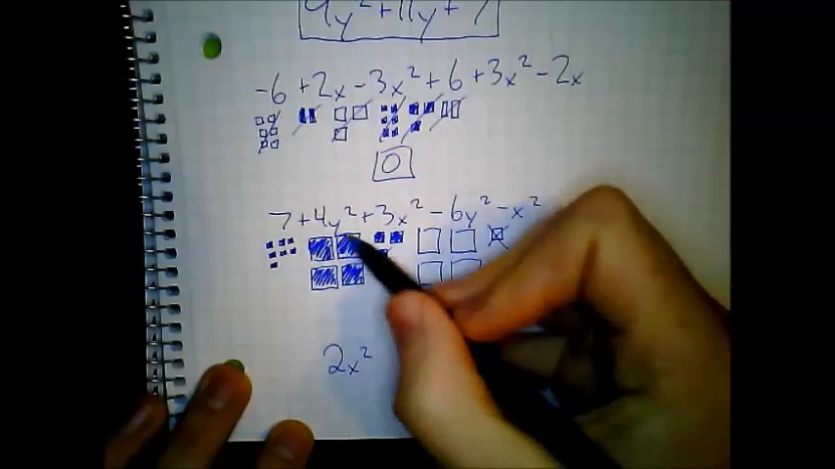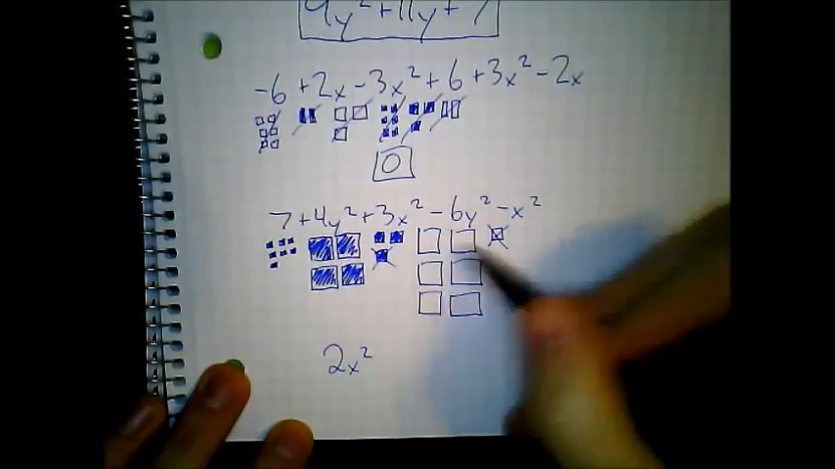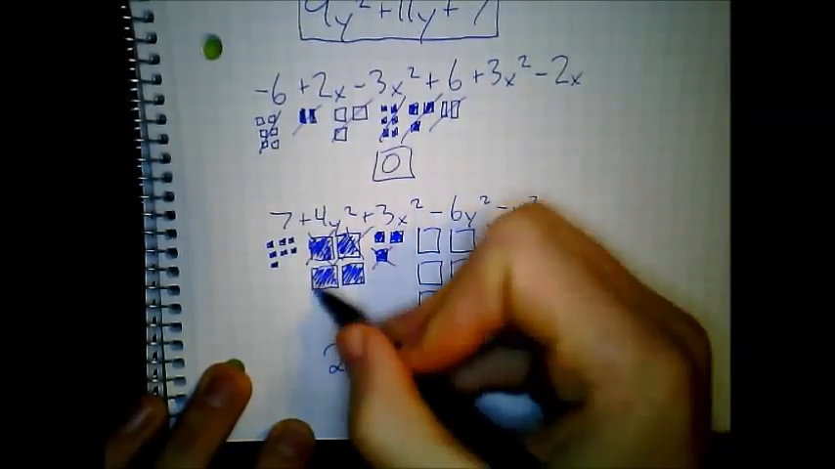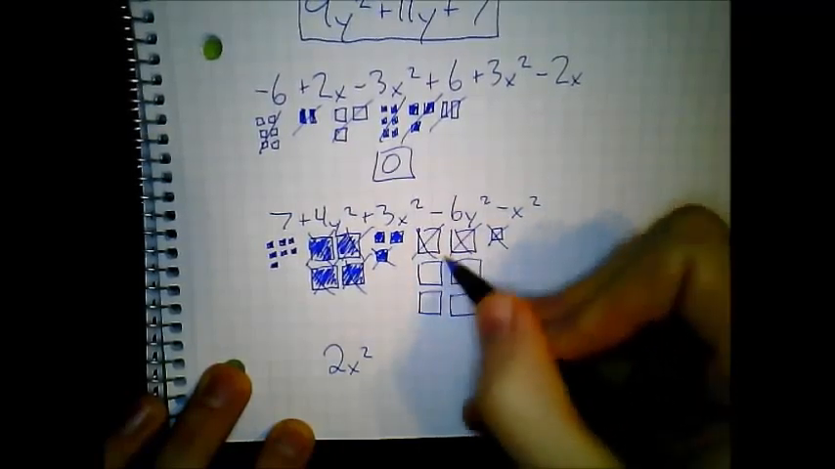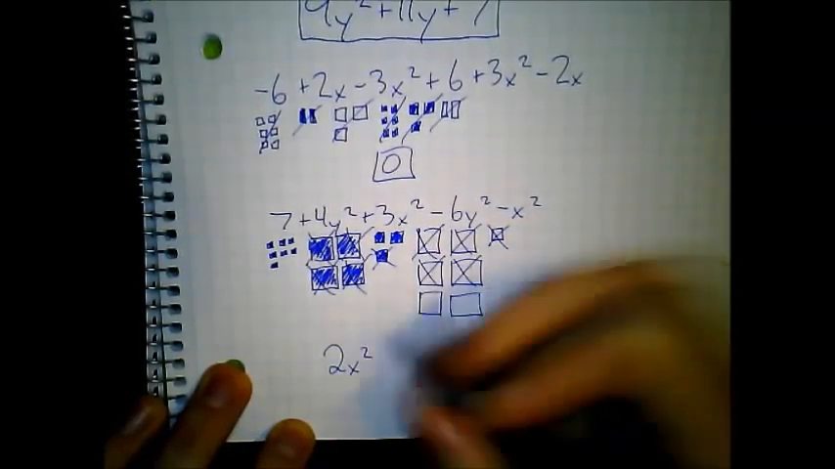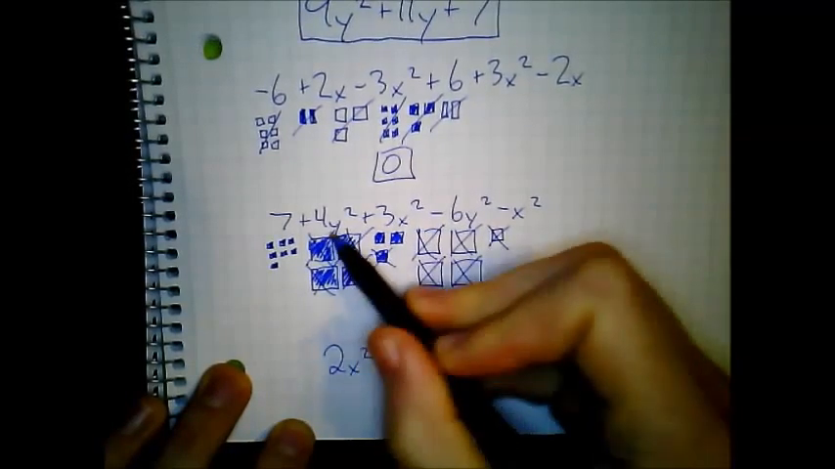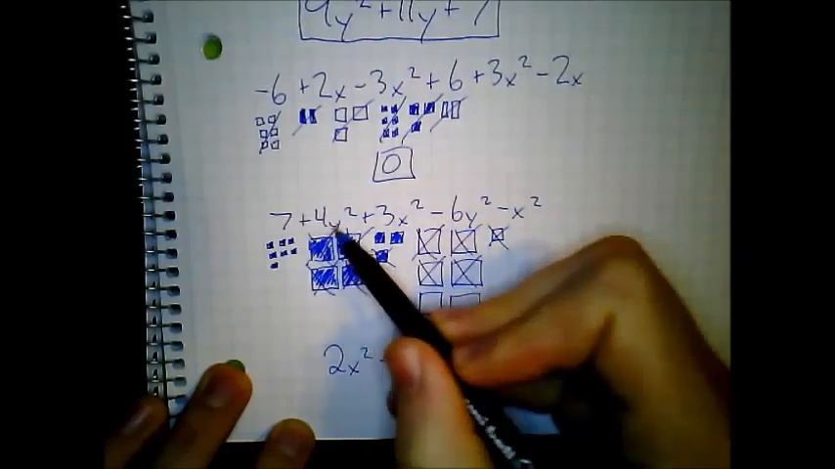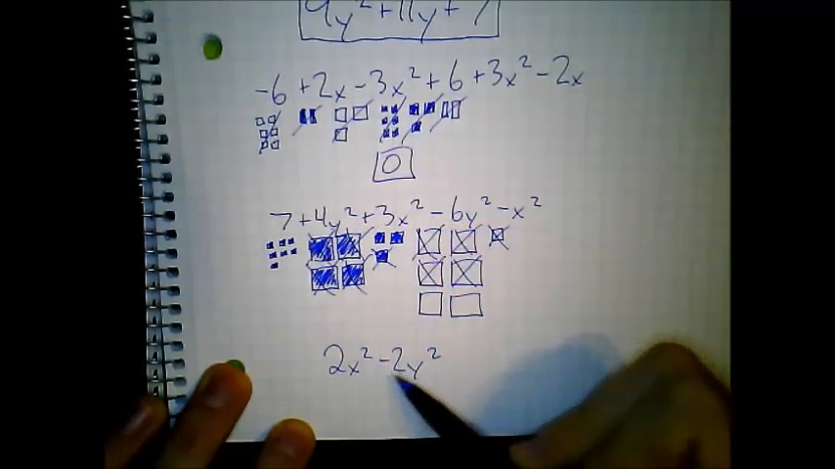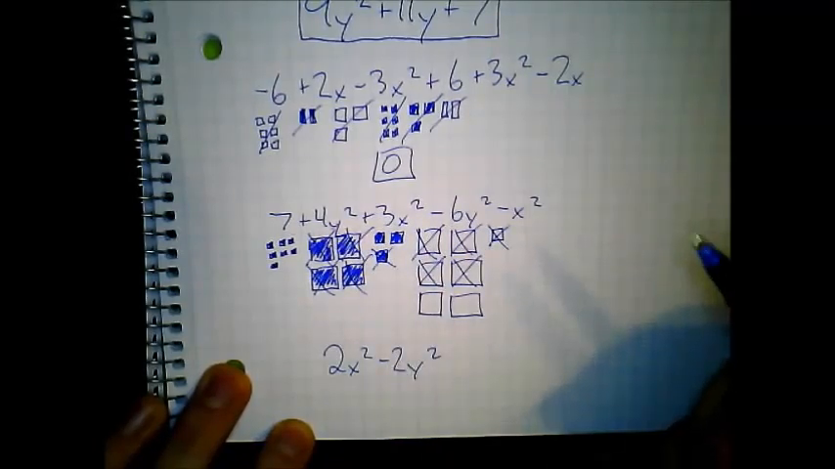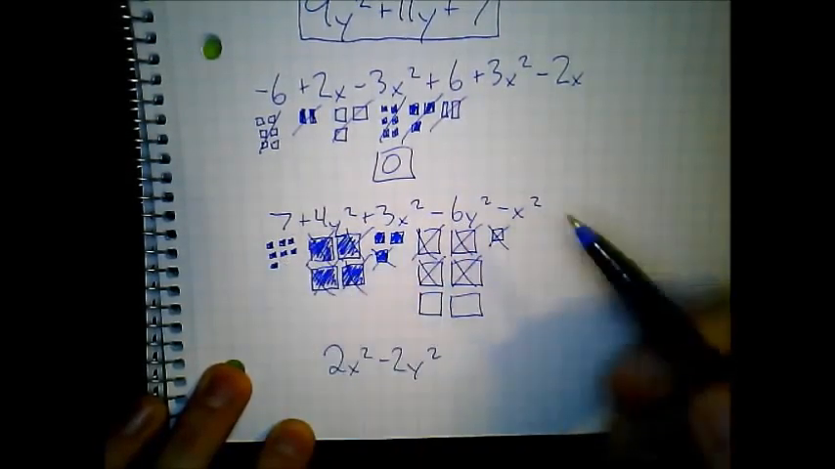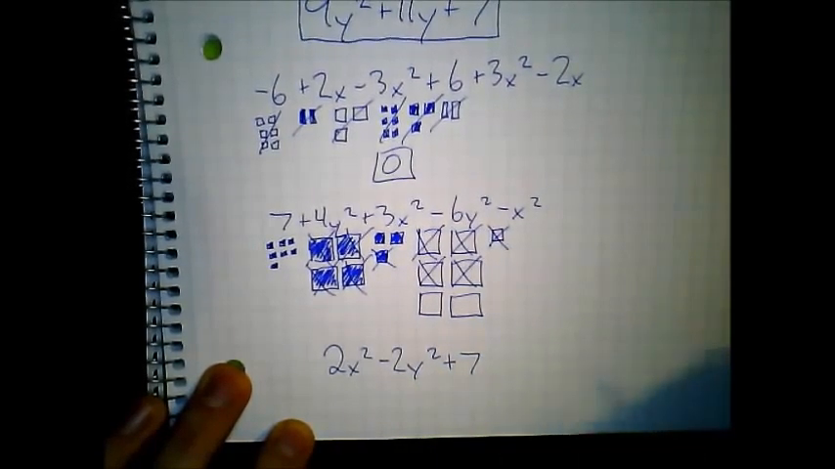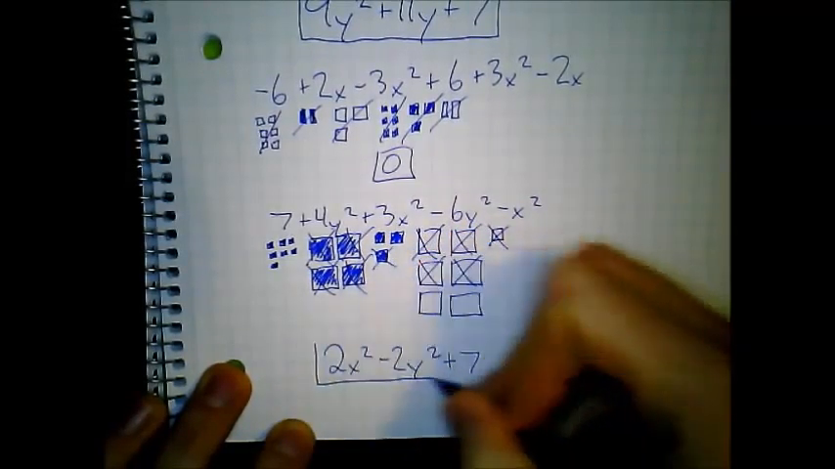Now we're going to go to our y squareds. We have 4 positive y squareds and 6 negative y squareds. So 4 of the positives are going to cancel out with 4 of the negatives. And we're going to be left with a negative 2y squared left over. Again, 4 of our positive y squareds cancel out with 4 of our negative y squareds, leaving us with 2 left over. And 4y squared minus 6y squared is negative 2y squared, because 4 minus 6 is negative 2. Now we notice the units, they don't combine with anything, they don't cancel out with anything, so we've got to leave them along for the ride. So we have 2x squared minus 2y squared plus 7.